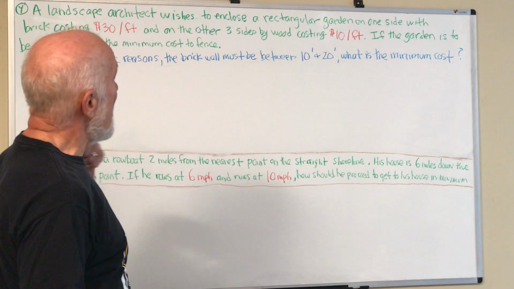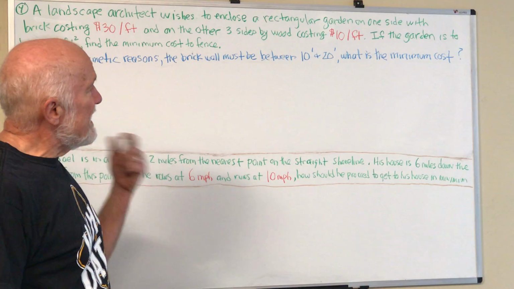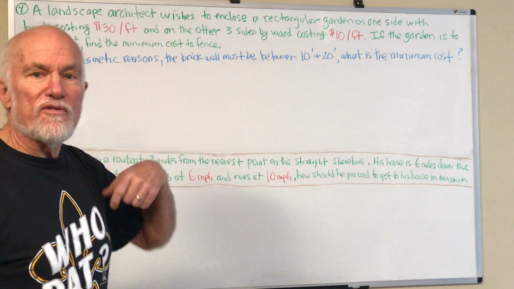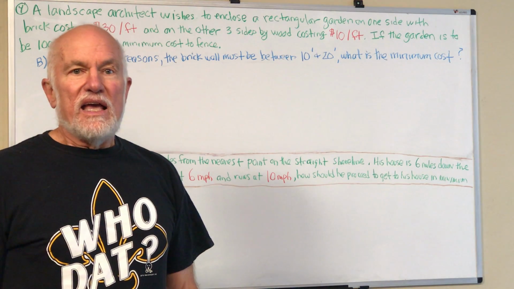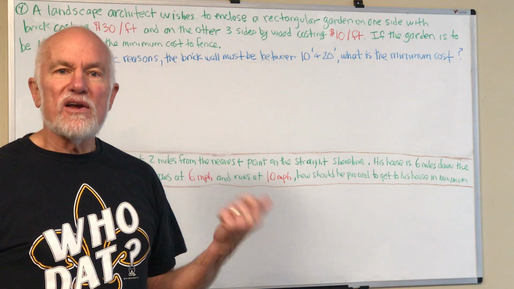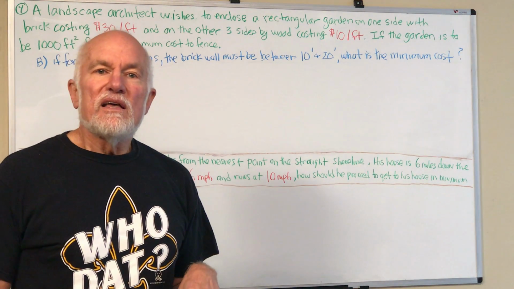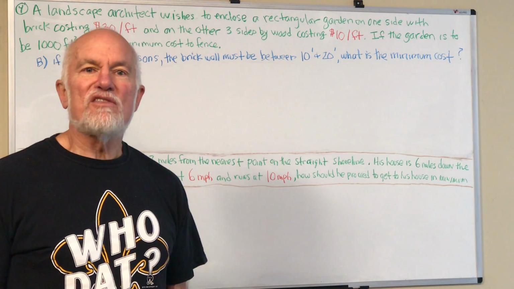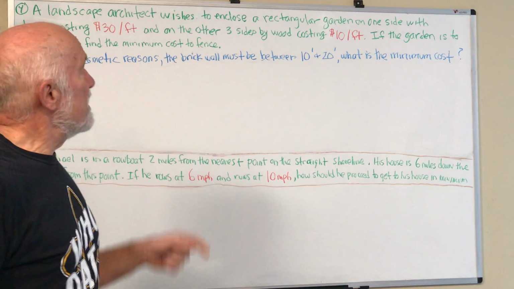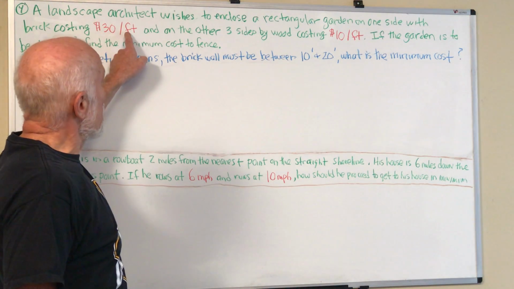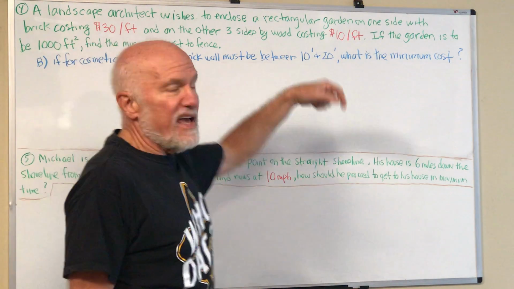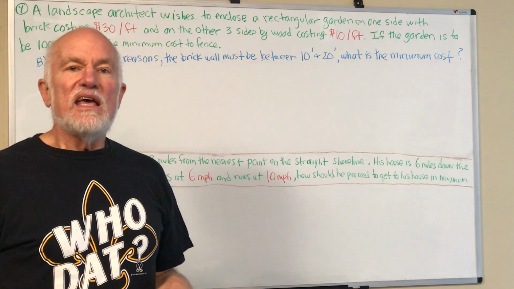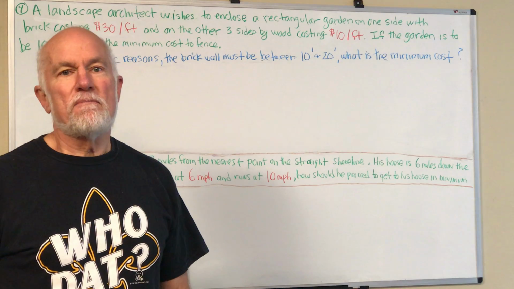The first one involves you wanting to make a garden that has 1,000 square feet of area, and you have a landscape architect who told you that it would be nice to have one side brick and the other 3 sides wood. So brick costs $30 per foot and wood costs $10 per foot. So you want to meet all your requirements at the minimum cost.